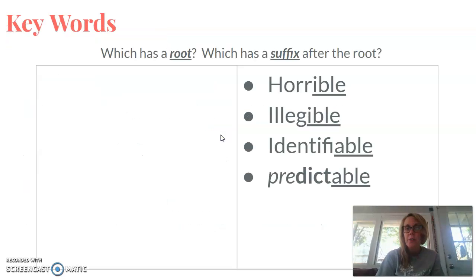Our words for this week are horrible, illegible, identifiable, and predictable. You may notice that predictable has both a root and a prefix that we have studied before.